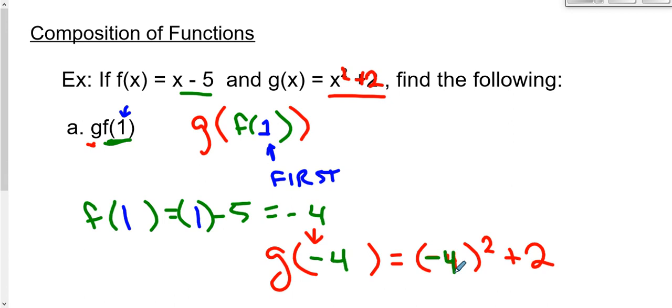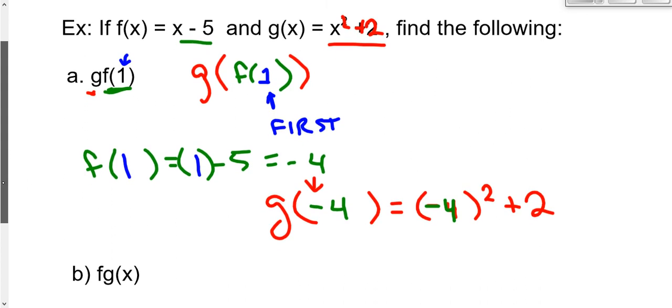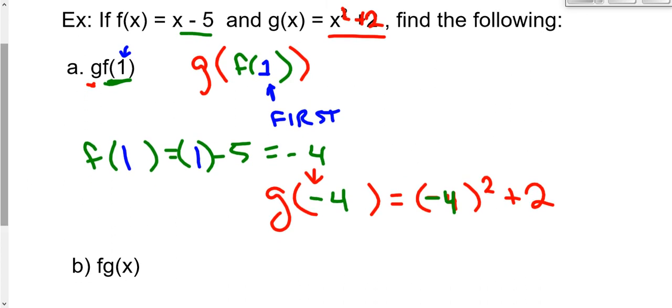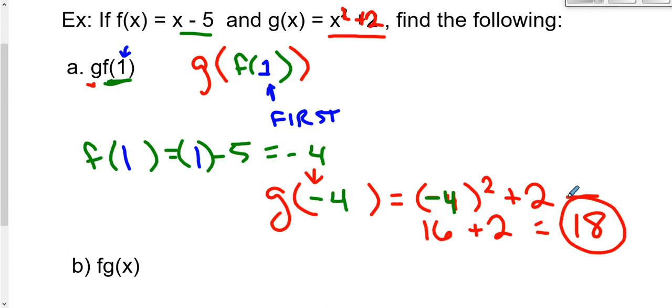-4. That's the value I got out of my f equation. I plug that into my outside one, g. Let's go ahead and solve that. So this time, -4 squared, that's -4 times -4, that's 16. If I add 2, I get the number 18, and 18 is my final answer for this problem. So g of f of 1 is the number 18.